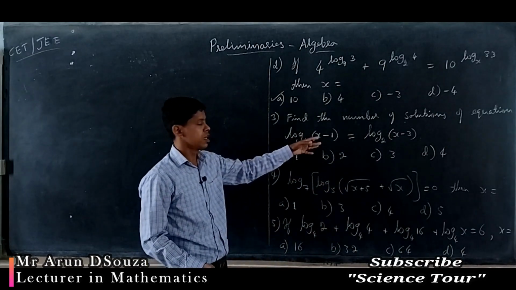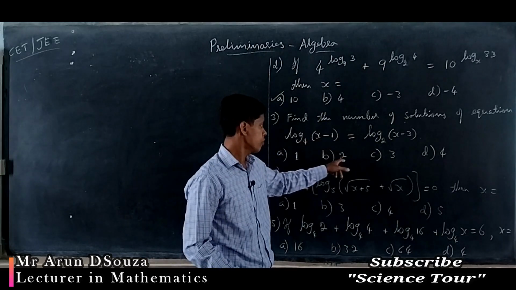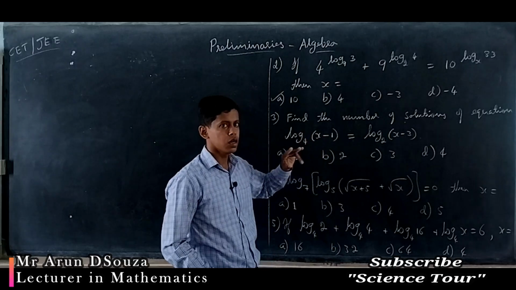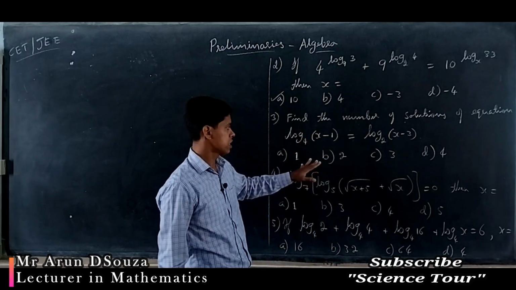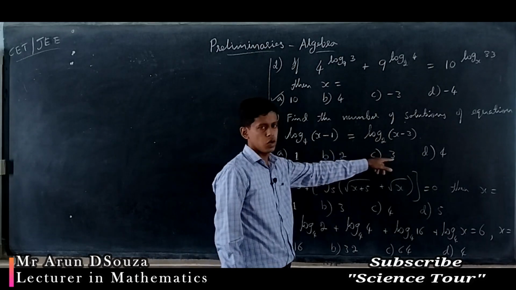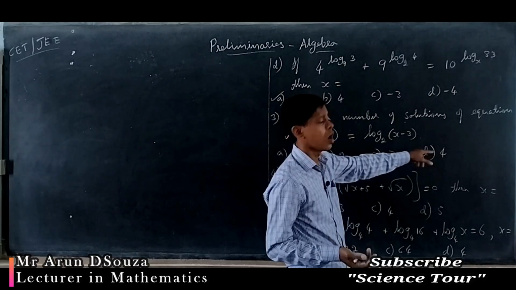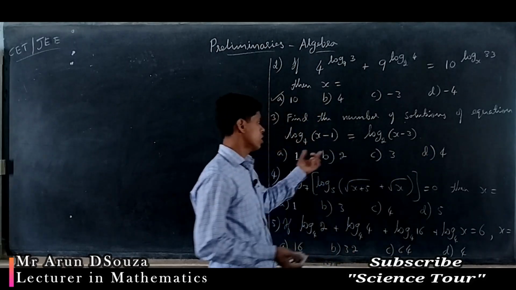Is it a linear equation? Then you will have 1. Is it a quadratic equation? If it is so, then you will have 2 solutions. Not always, but there are some conditions which we need to apply. We'll understand that. Do you have 3 solutions? Solutions means what? The values of x. So how many values of x are present? 1, 2, 3 or 4?